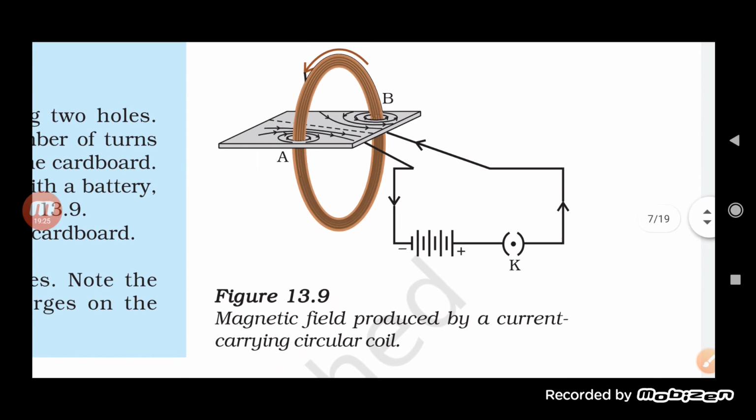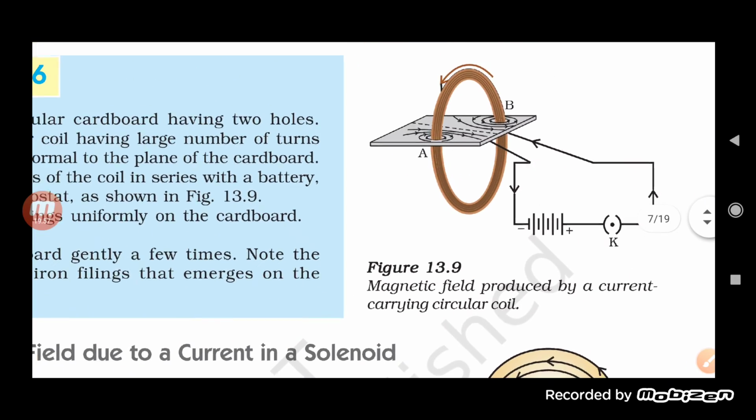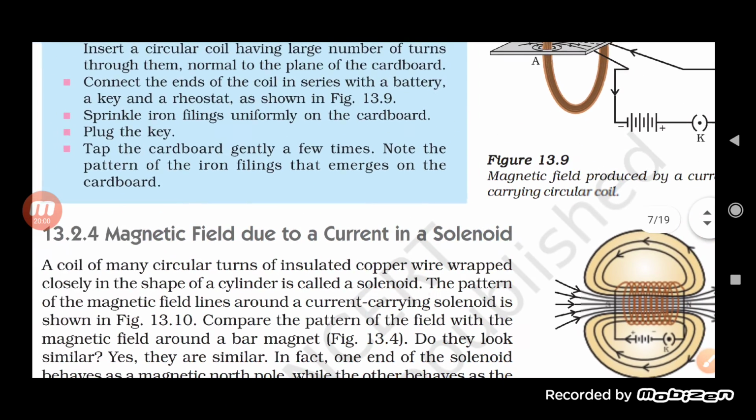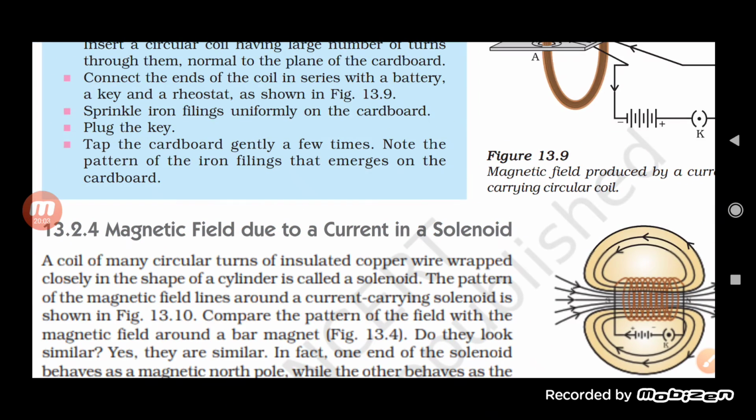So this pattern is telling us that the circular loop is making a magnetic field around it, and just because of that, the iron filings have arranged themselves in this way. Here there is a formation of concentric circles, which tells us that the magnetic field is produced due to the circular coil. Now let us see what kind of magnetic field is produced due to the current which flows in a solenoid.